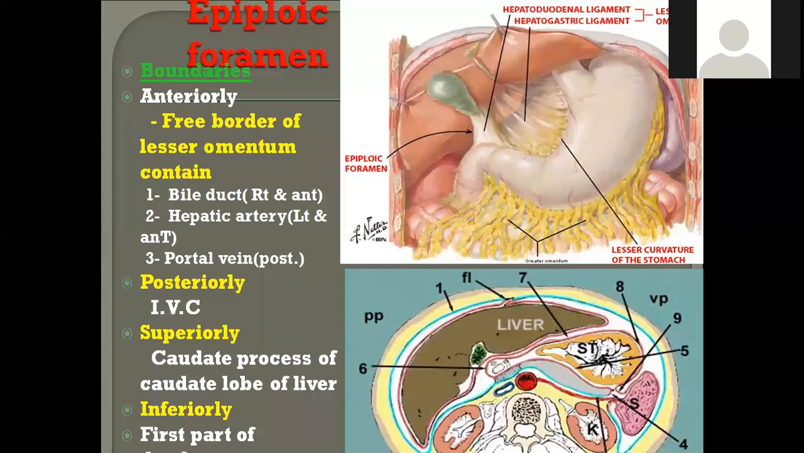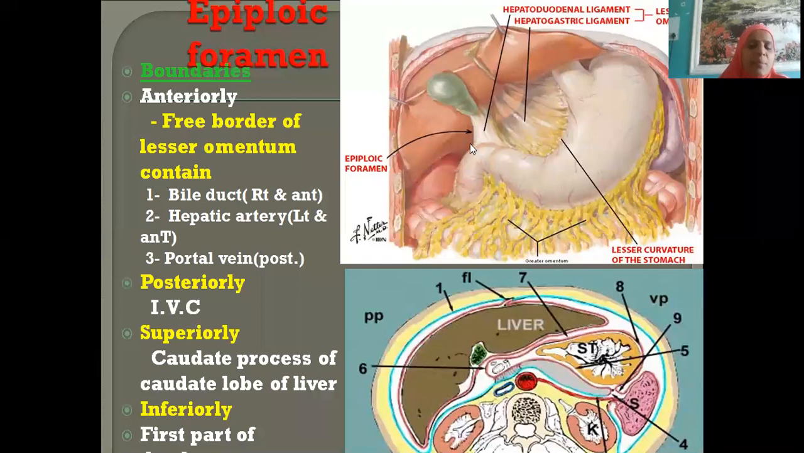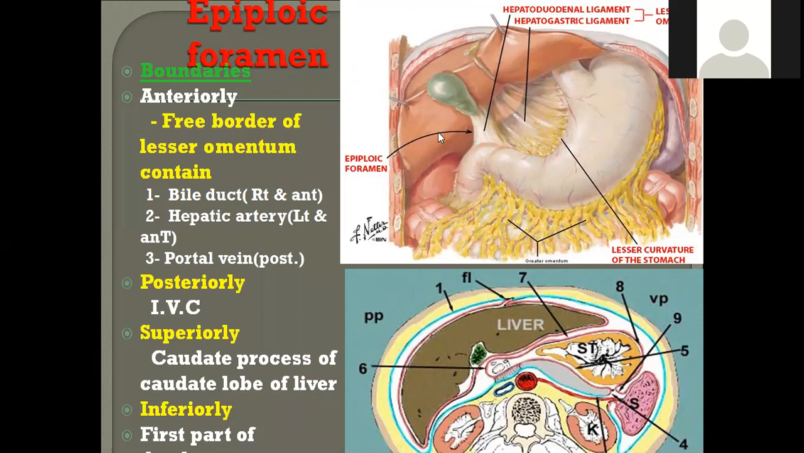Okay, let's start. So epiploic foramen, let us talk about these boundaries. I told you it's a very important 5 marks question. So what are the boundaries? Epiploic foramen is also called the foramen of Winslow, which is an opening through which the greater sac is communicating with the lesser sac.